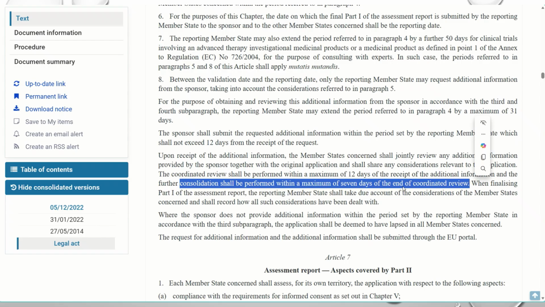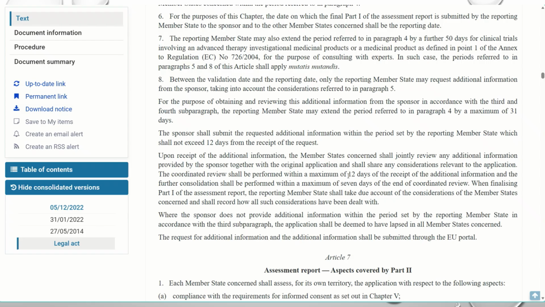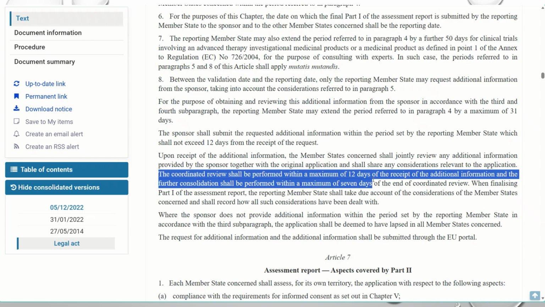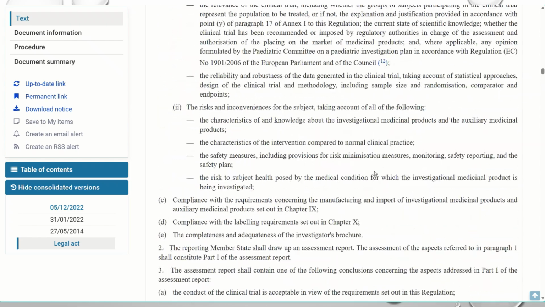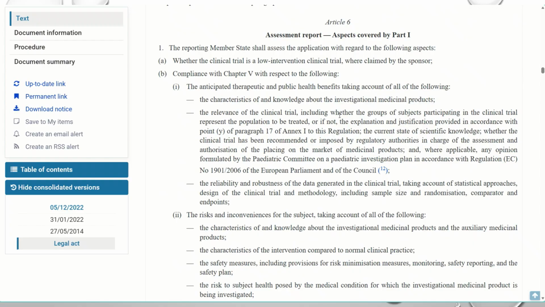So you see that pattern of 12 and 7. The coordinated review involves all of the member states, and the consolidation at the end of the coordinated review is to make sure that everybody is harmonized and on board, and we're all doing the same thing to the extent that each of the member states can do it. So that's Article 6, which relates to the Part 1 documents.